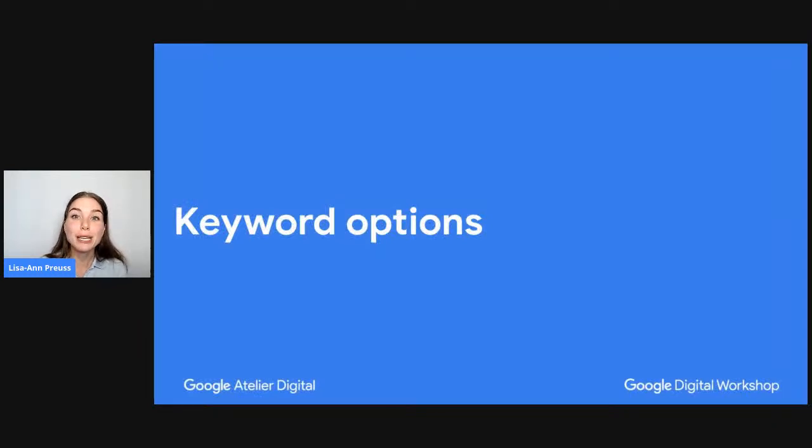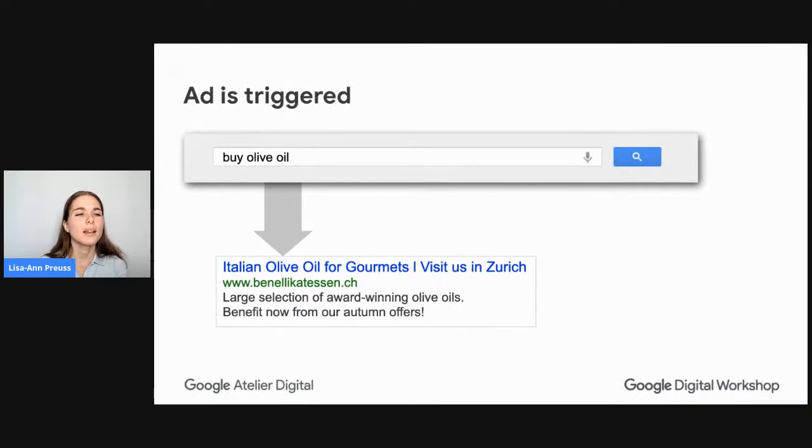Moving on to some keyword options. So let's say Mr. Benelli has decided that he wants to bid on the keyword olive oil. When a user searches for buy olive oil, chances are his ad will be triggered. Now, next up, we can see that a user has searched for olive oil for free. Even though this doesn't seem like a very relevant search query, because Mr. Benelli is bidding on olive oil, his ad is also triggered.